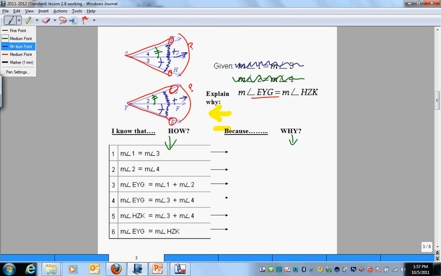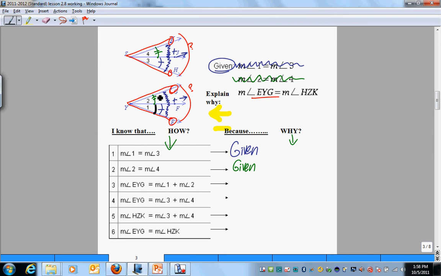So we find angle 1 and 3 are congruent. Where do we find that information? Given. Okay, so some of this is not difficult. It's given. Okay? 2 is equal to 4, it's also given.